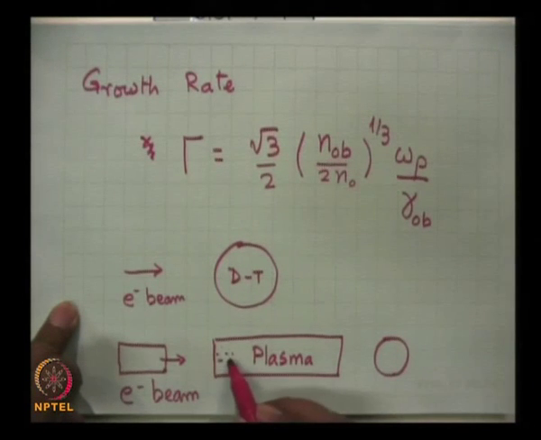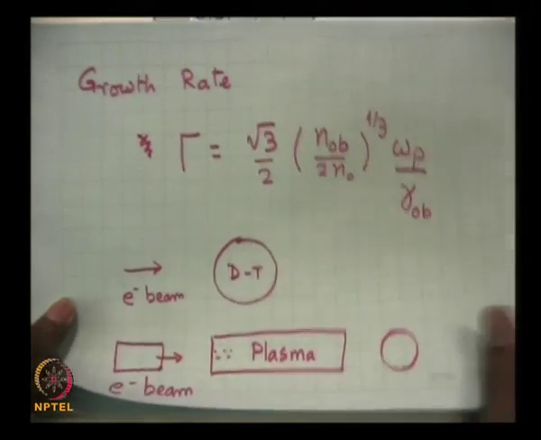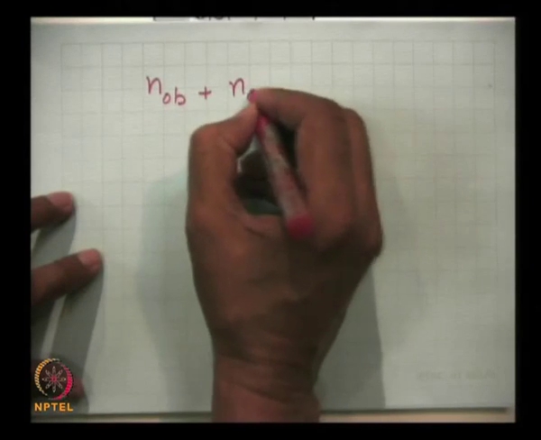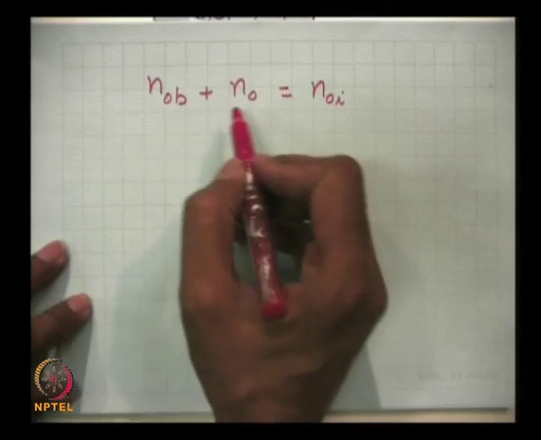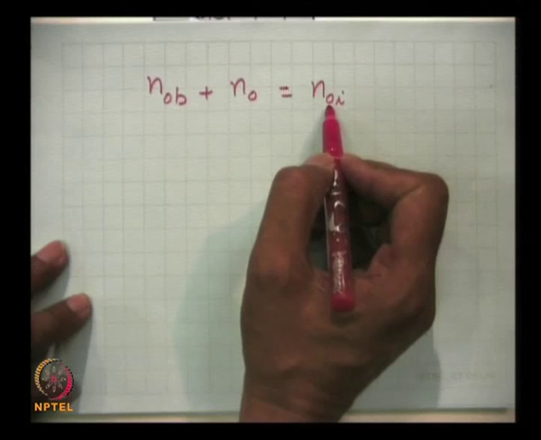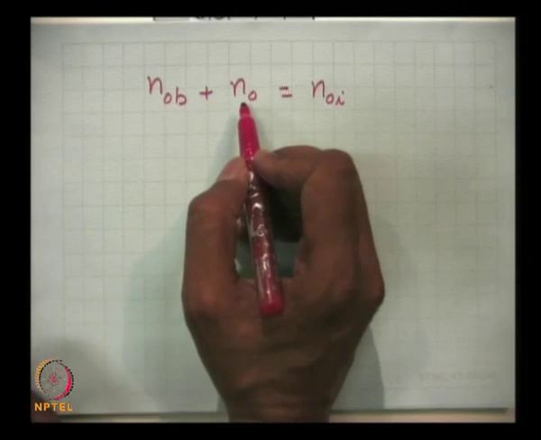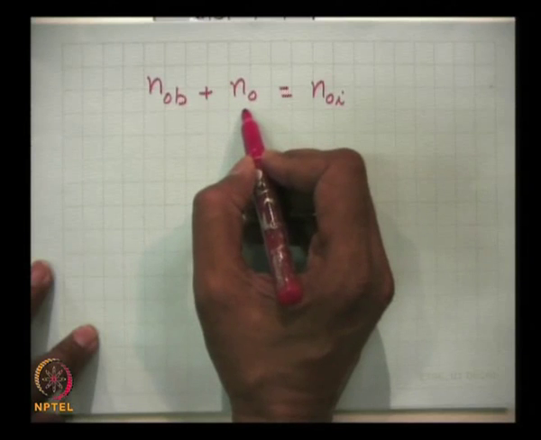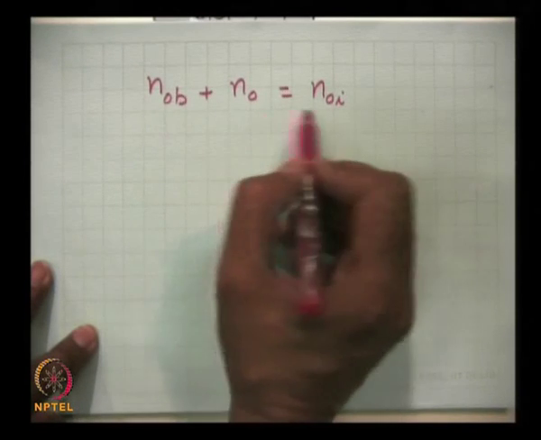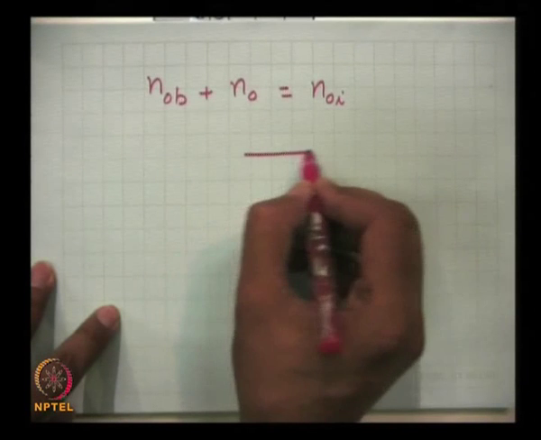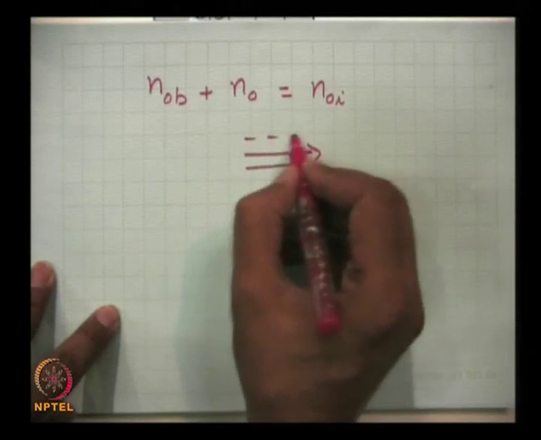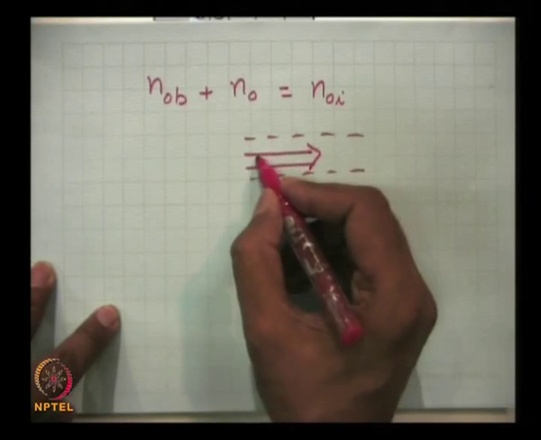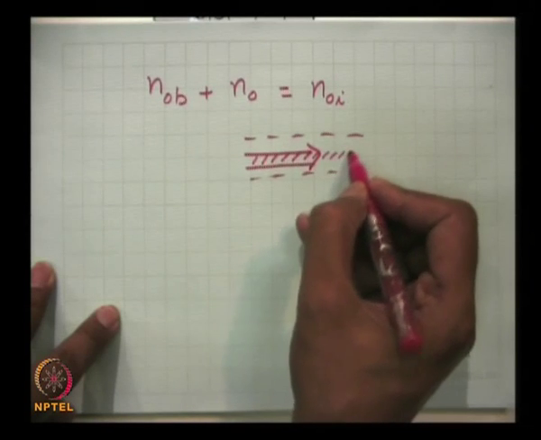So the electron density of the beam plus the electron density of the plasma electrons is equal to the ion density. Initially n0 is equal to n0i, but once the beam enters the plasma, the electron density of the plasma decreases such that this condition is satisfied. So through the region where the beam travels, in that region, this is the electron beam going in a plasma like this.